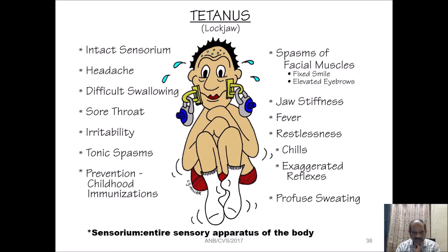Just for your information, you may come across patients who suffer from tetanus, where the overall picture is of a funny individual. You will find mainly a locked jaw, and there are various other characteristics. You will also find that the sensorium, meaning the entire sensory apparatus of the body, is affected.